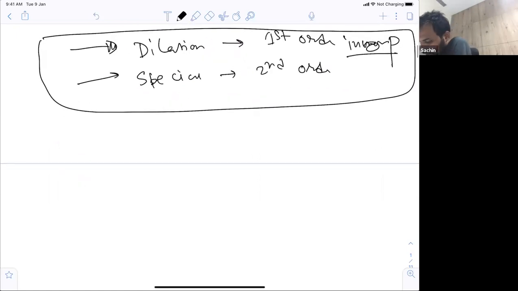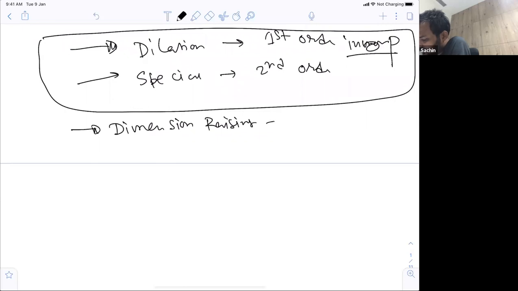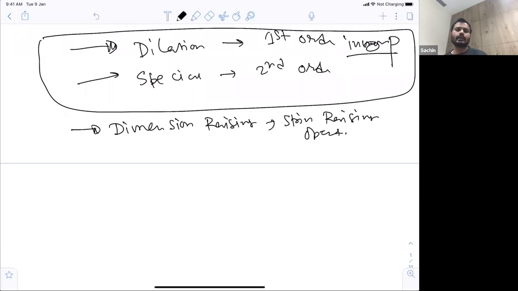Very recently, Daniel Baumann and collaborators, Pimentel and others, have developed another way, which uses dimension raising and spin raising operators. So what they do is start with a scalar correlator.